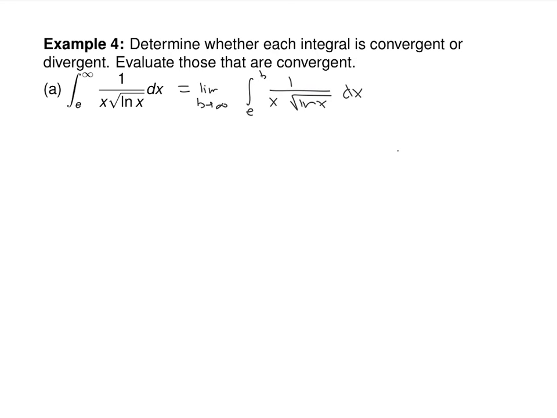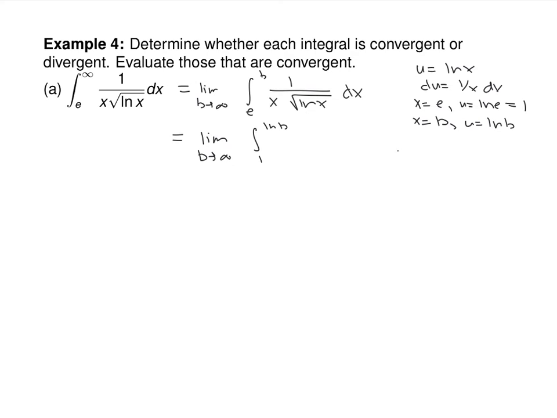Now, if you integrate this using something like substitution, you have to change your bounds. So just be really careful about that, because when people did not do that on their first exam, they tended to get things wrong. So we're going to let u equal natural log of x. Du is 1 over x dx. If x is e, u is ln of e, which is 1. And if x is b, u is ln of b, which is a weird thing. So we'll integrate from 1 to natural log b, 1 over square root of u.